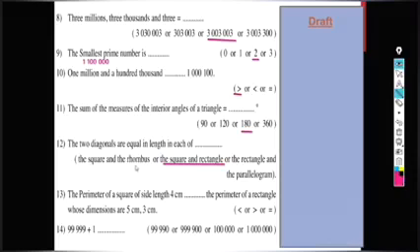Let's go to question number 13. The perimeter of the square of side length 4 cm. The perimeter of a rectangle whose dimensions, and the word dimensions, as soon as we see it, we know he is talking about length and width, are 5 cm and 3 cm. We need to put the sign smaller than, or greater than, or equals. Let's go to our draft and see what the right answer is.